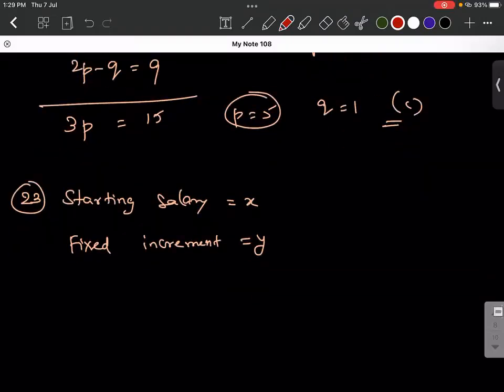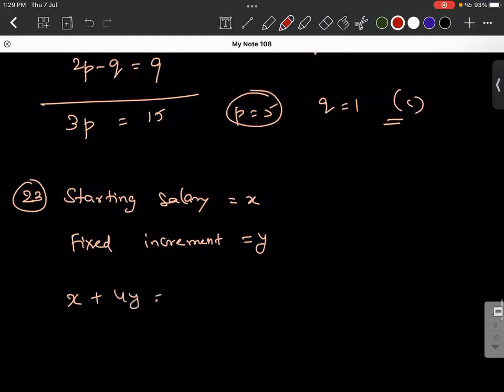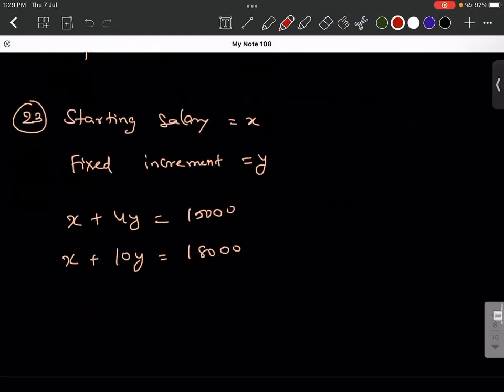Right? So what is the starting salary? x plus after 4 years, how many increments you would have got? So x plus 4y, what is the amount he has in his hand at that point? 15,000. Okay. Similarly, after 10 years of service, so started with x plus 10y. After 10 years of service, what is the salary he is getting? Now you need to find what is the starting salary and increment.